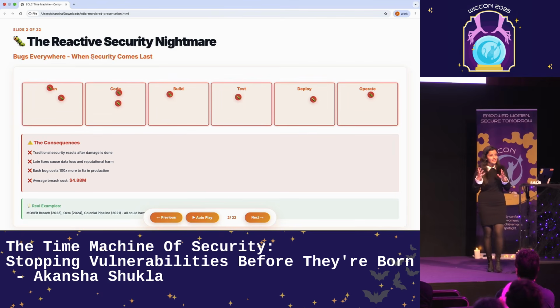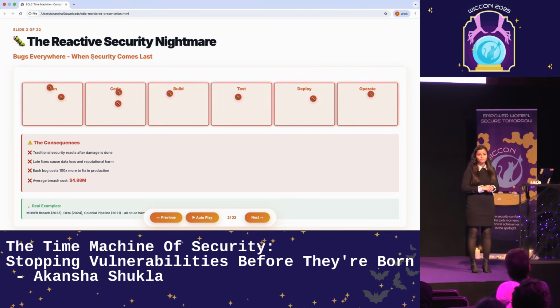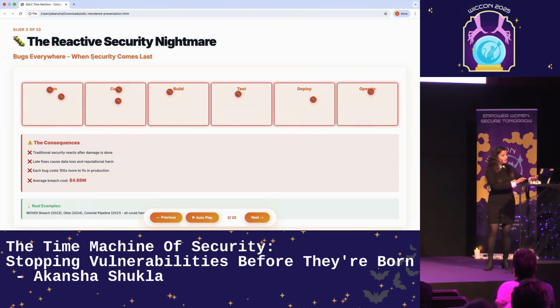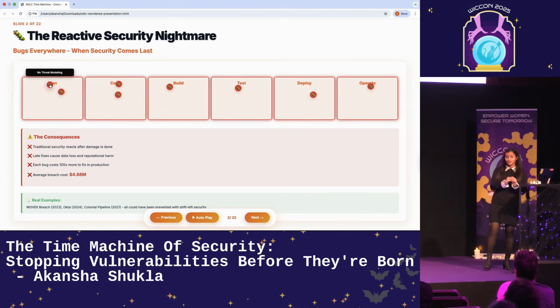So it's like a horror movie, and we are already in a Halloween atmosphere. It's like a horror movie where you have a monster inside your house, and you are just waiting for him to get out on his own. So here you see the traditional SDLC lifecycle, with different phases: plan, code, build, deploy, etc. And the bugs floating there are nothing, but if you see on the screen, yeah, it's visible.